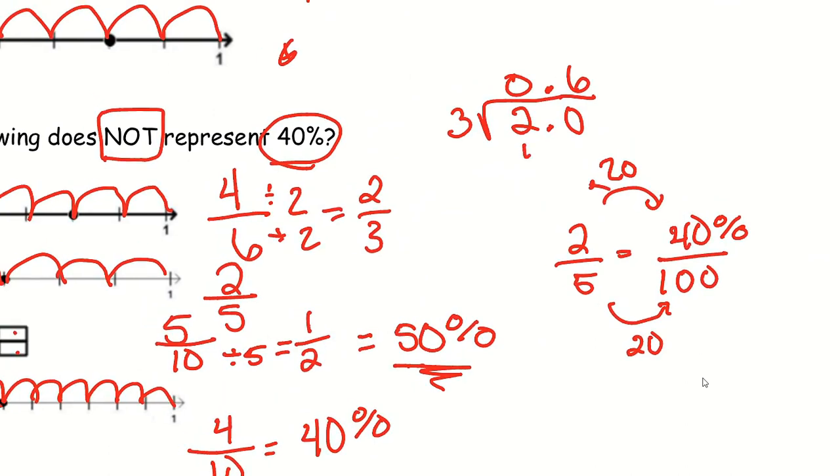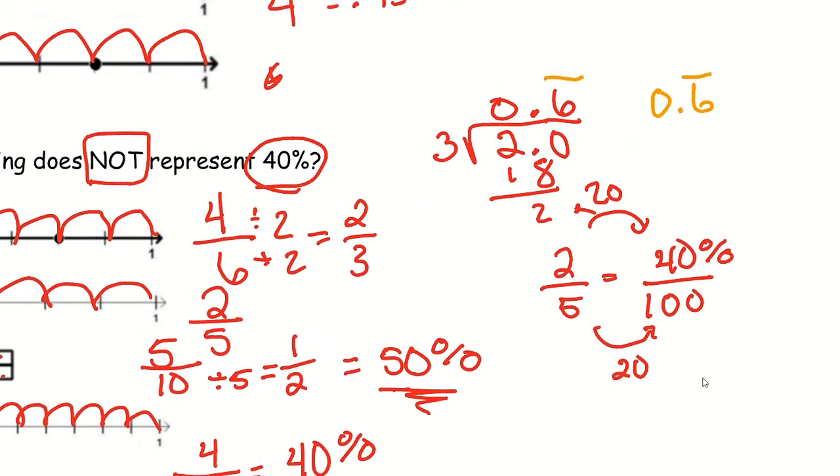That gives us 18, and we are left over with 2. Ooh, I see a pattern. So what we do with repeating numbers is add a line over the top of it.